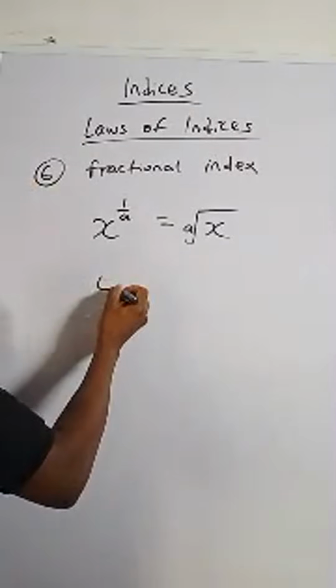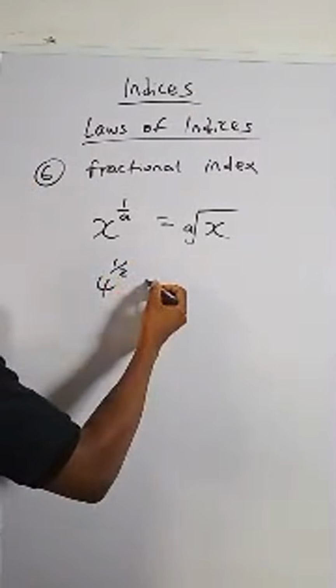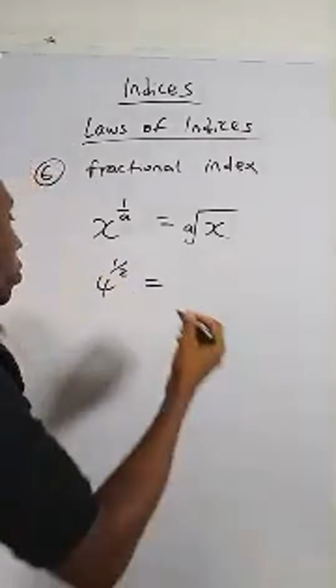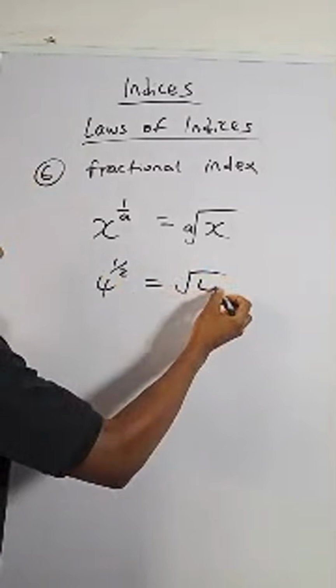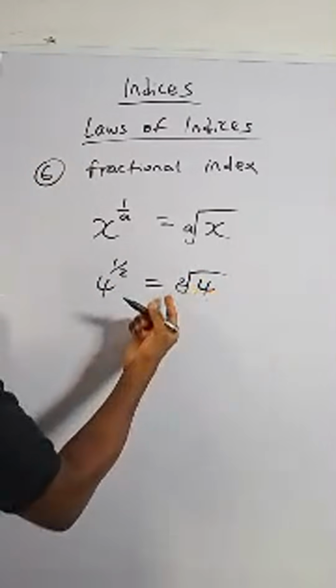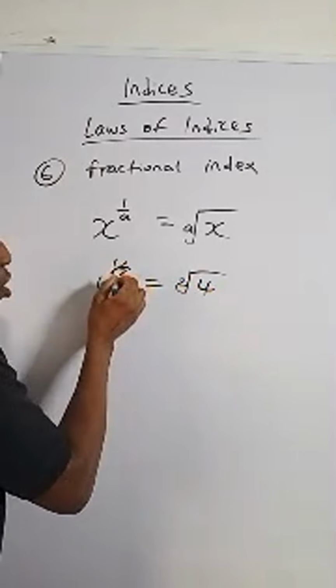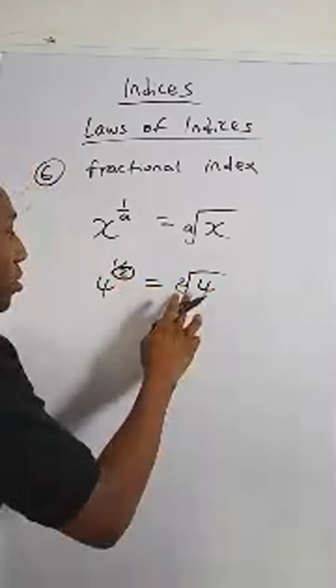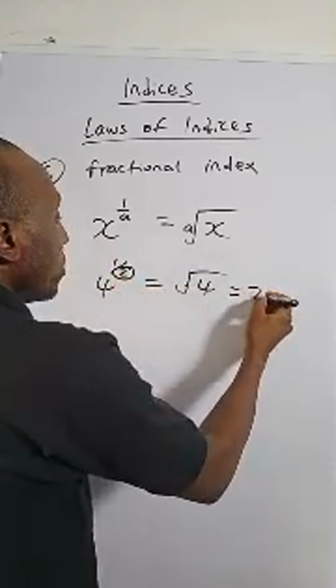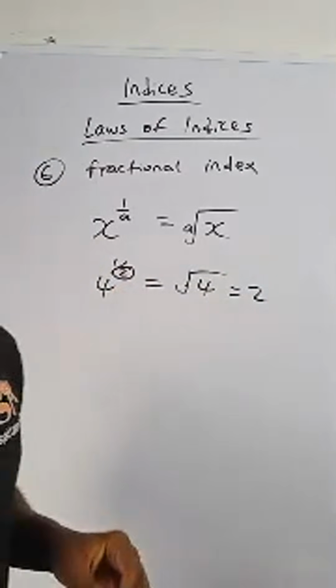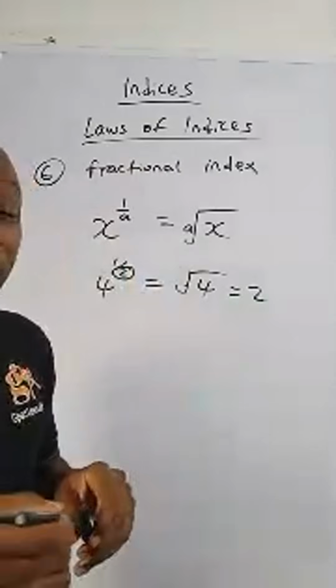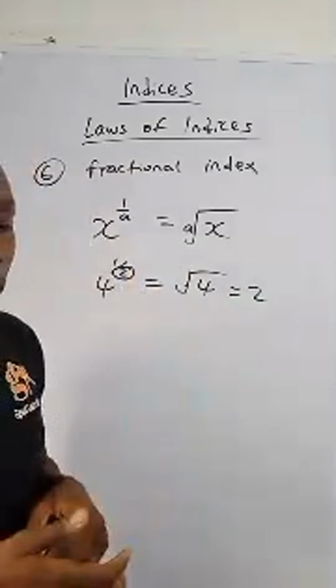Let's say you have 4 raised to the power of 1 over 2. This is also equal to what? The square root of 4. You don't even need to write 2 here. This square root is coming from the denominator we see here. So the square root of 4 is what? It is 2. So this is how the fractional index law works.